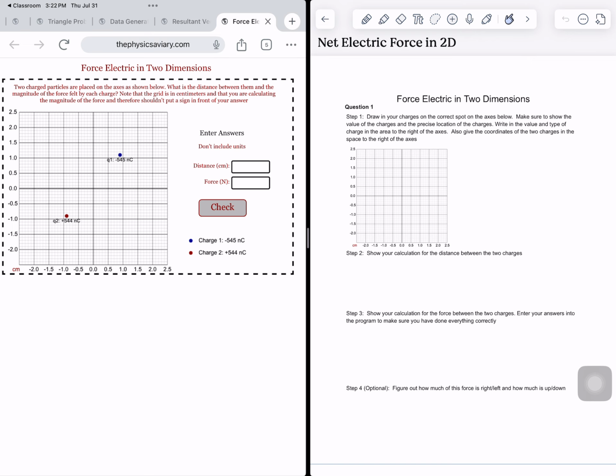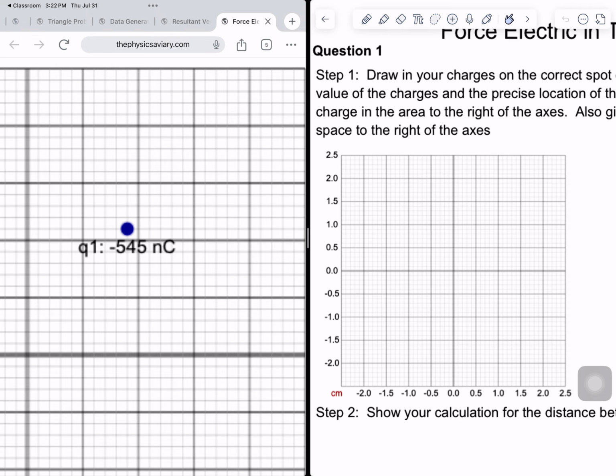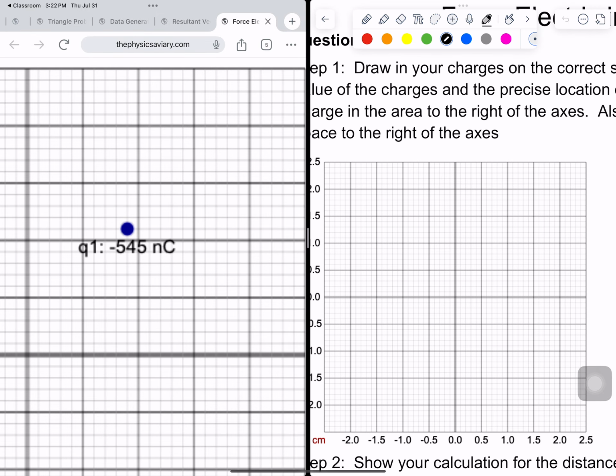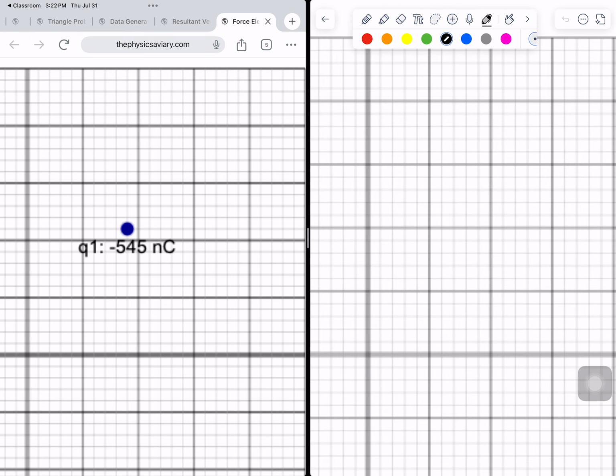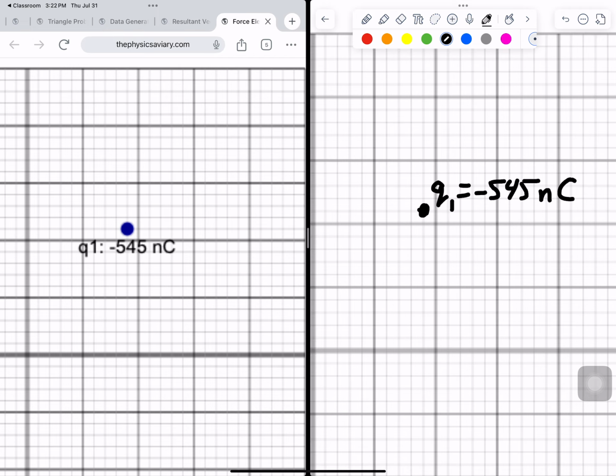The first thing you should do is take your charges, locate them, and draw them in on your screen. So I can see that I'm going over 9 and up 11. Over 9 and up 11 would put my first charge right here. That's Q1, which is negative 545 nanocoulombs.